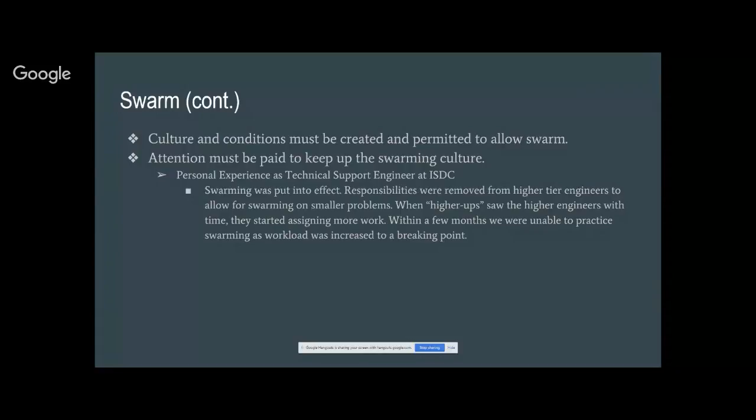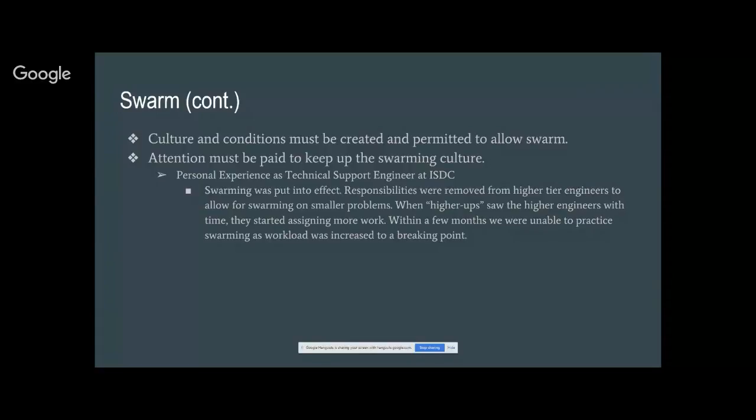However, one of the things that they noted quickly is that for this to be effective, the tier two engineers had to be available to swarm. And so they took a lot of the responsibilities that the tier two engineers previously had and reshuffled them to make it so that they would be more available.